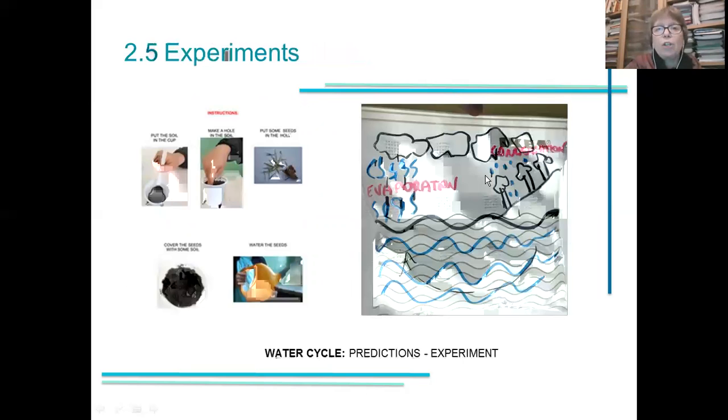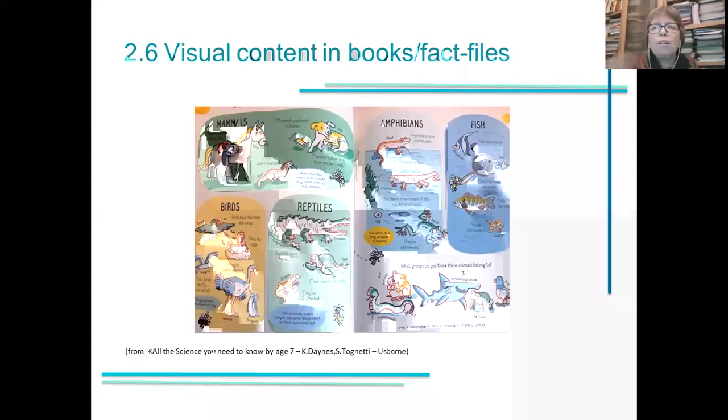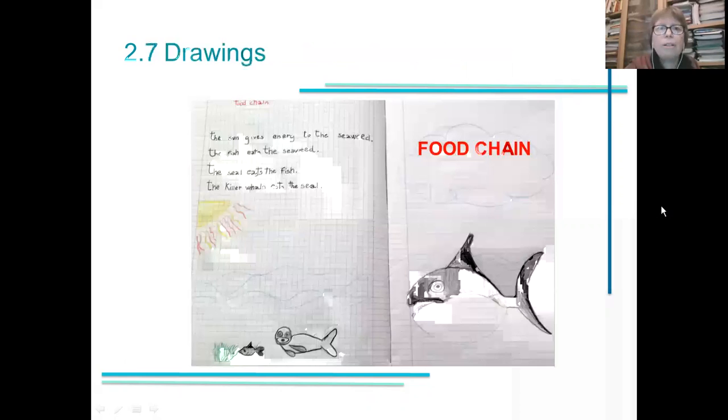You can use experiments. Science is very good for CLIL because it's very concrete, visual. So these are experiments that everybody does at school and can be very easily done in English. If you use resources from books, from the internet, be careful to use very visual fact files, like this one that I've taken from this very interesting book by Osborne.